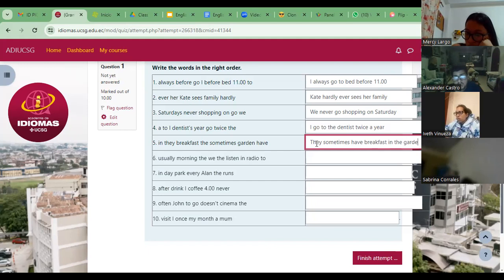La estructura va así siempre. Primerísimo, personal pronoun o el subject. They, right? It might be they, you, Daniela, Mercy, Alexander, sometimes have breakfast in the garden. Entonces, este adverbio de frecuencia siempre va antes del main verb. Okay, one more. Usually morning we listen in radio too.